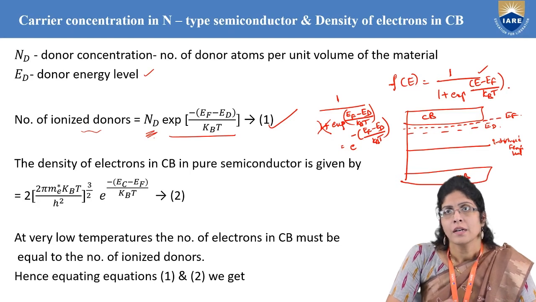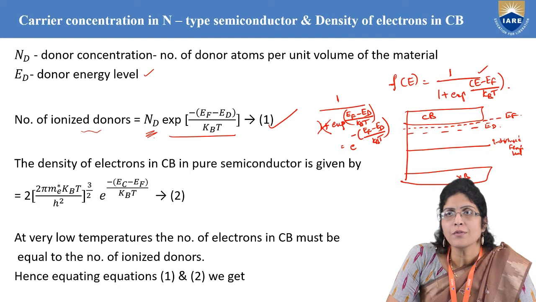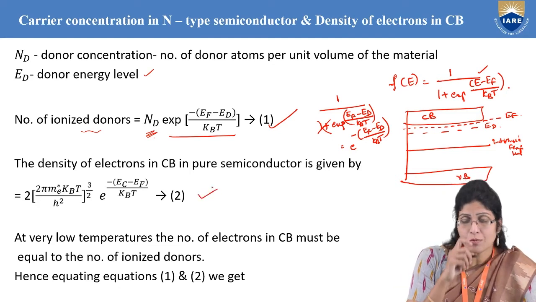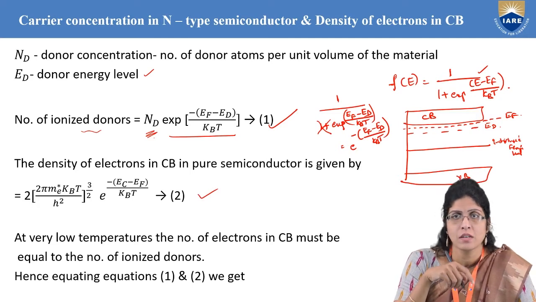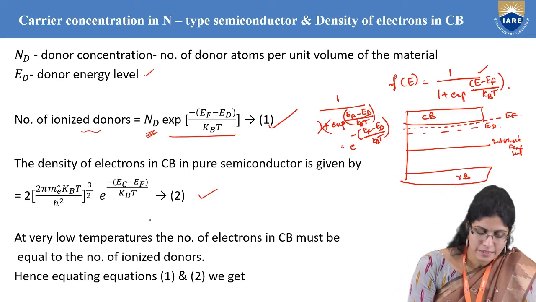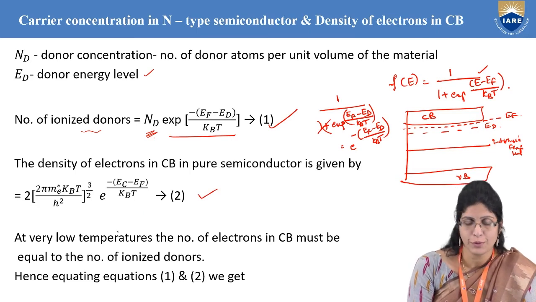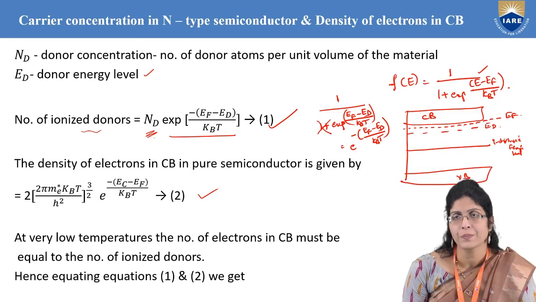Now, the number of donor atoms per unit volume. If you have to have it, first you know the number density of the electrons in the conduction band in pure semiconductors, which is already calculated in our previous lectures. In a pure semiconductor, it is 2 into 2 pi, this expression, equation number 2.